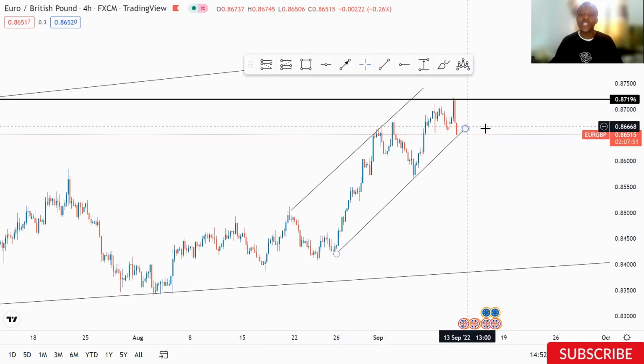And also, if EURGBP ends up being a sell, that will also confirm what we saw on GBPJPY, on GBPUSD, because on those time frames, GBPUSD is a buy.